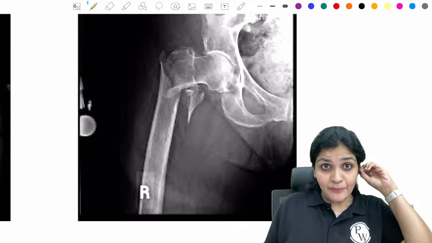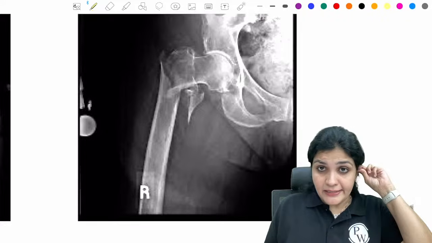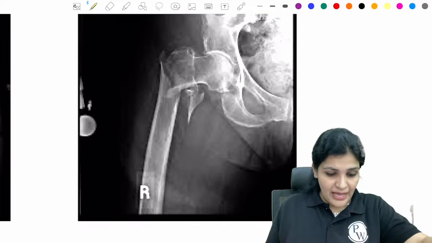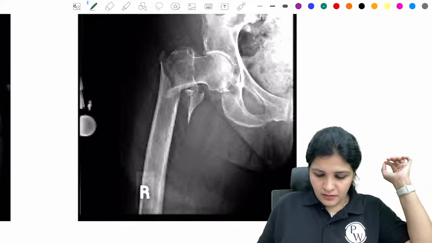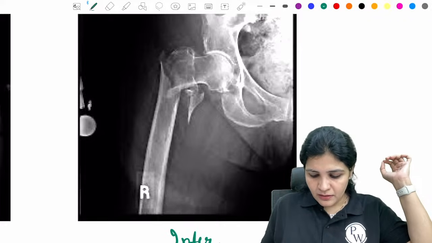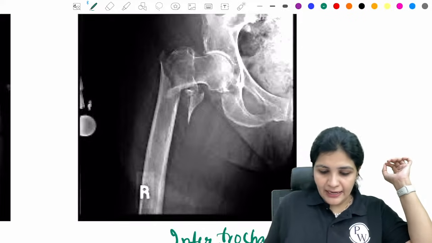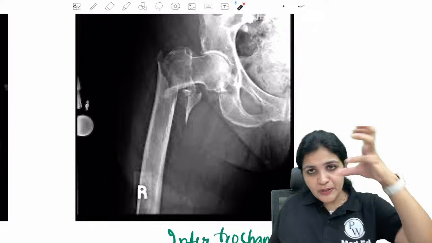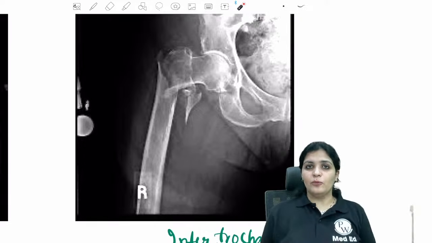I am just asking whether this is an IC or IT. I am not asking you the types of the fracture. Yeah, this is an intertrochanteric fracture, right? You can see the head and the neck is intact here. So the head has been rotated completely. It is into complete valgus, right?